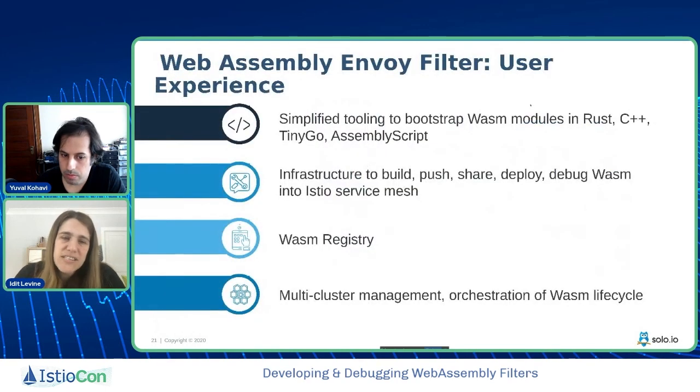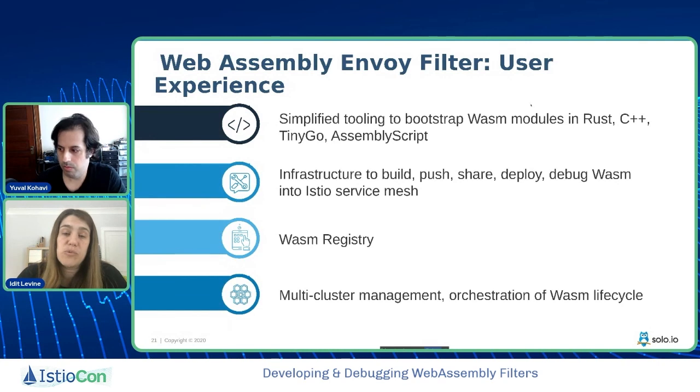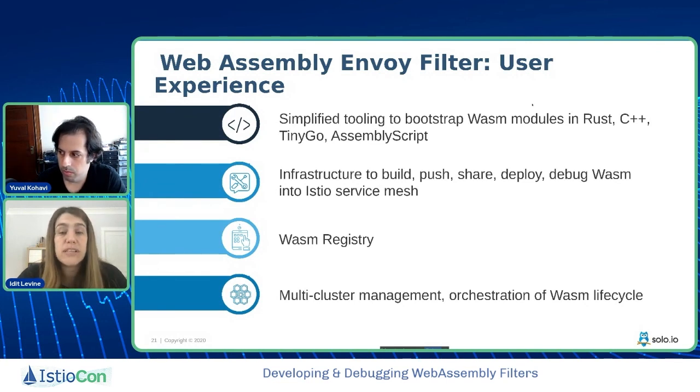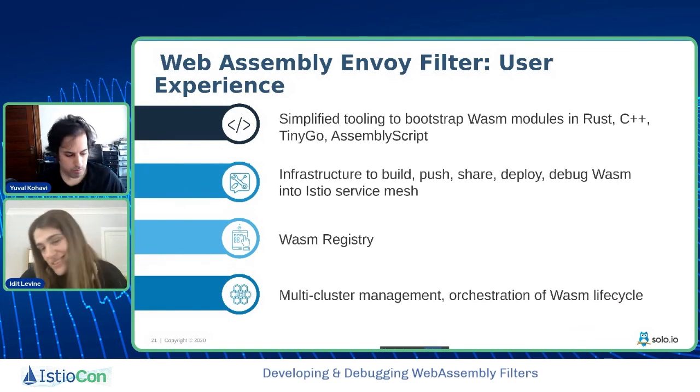So in a nutshell, to summarize, that's the last slide. WebAssembly and Envoy filter user experience is extremely important. First of all, it simplifies the tooling to bootstrap WASM modules in Rust, C++, TinyGo, AssemblyScript. We can add more if we need it; it's a community request. The second thing is the infrastructure to build, push, share, deploy, and now debug WASM in Istio service mesh. There is the WASM registry. Again, you can use your own, but this is free, so you can use it.